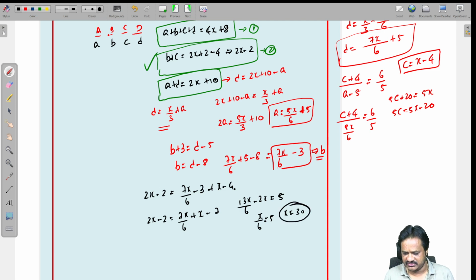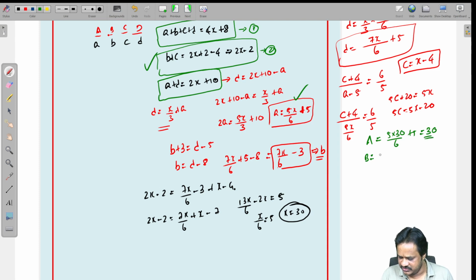Substitute the x value 30 in all the equations, you will get all the ages. For example, A. What is the age of A? What is the A value, what is the B value, and what is C? A value is 5x by 6 plus 5, that means 5 into 30 by 6 plus 5, that is 30. So, A is 30.